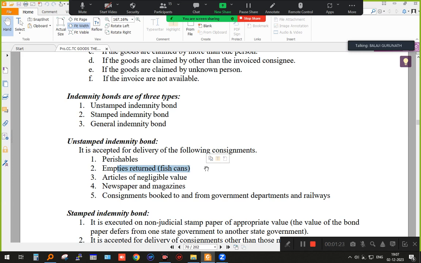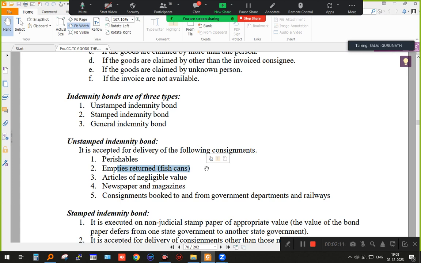Now we also saw why these things are permitted to be taken on an unstamped indemnity bond. First thing is that these are all items which lose value with time. The first thing is perishables, then newspapers and magazines. These two items lose their value very quickly, and the next day they become useless in fact. Then empties are those which are required for the daily livelihood of the poorest of the poor, fishmongers, farmers, such people. So for them we have to cater. That is why we are giving this.